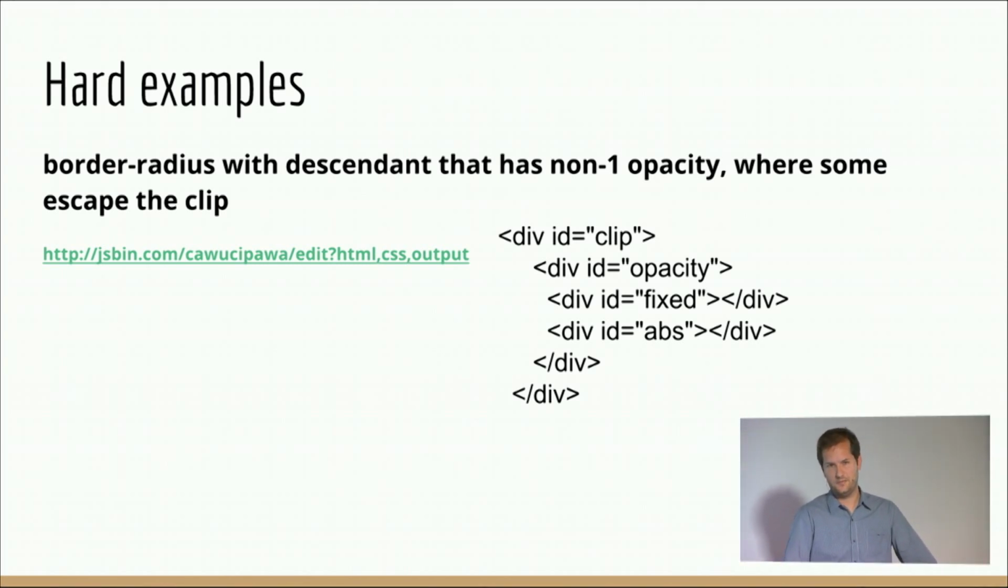So this is similar to the previous one, where you have a fixed position and absolute position. The fixed position is not clipped, the absolute one is, and then there's opacity. So the problem here is that normally when you do opacity, you want to draw the things below and then apply the opacity. And this is super important in cases where those elements overlap each other.